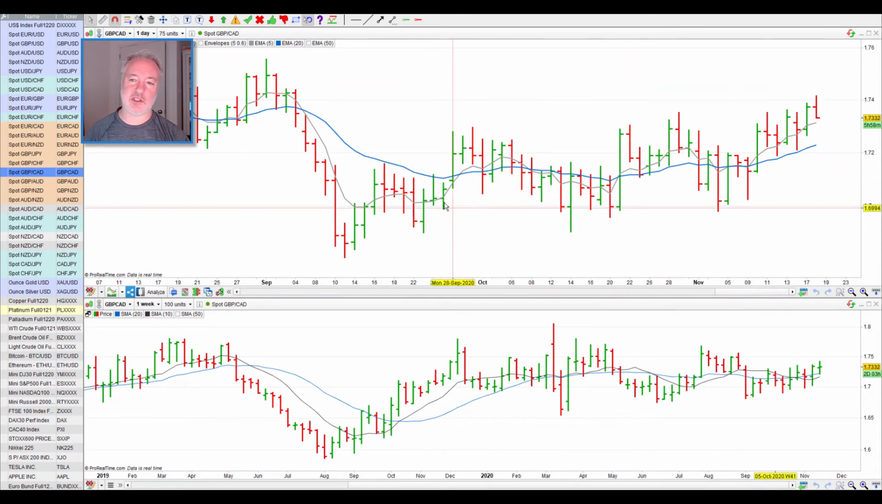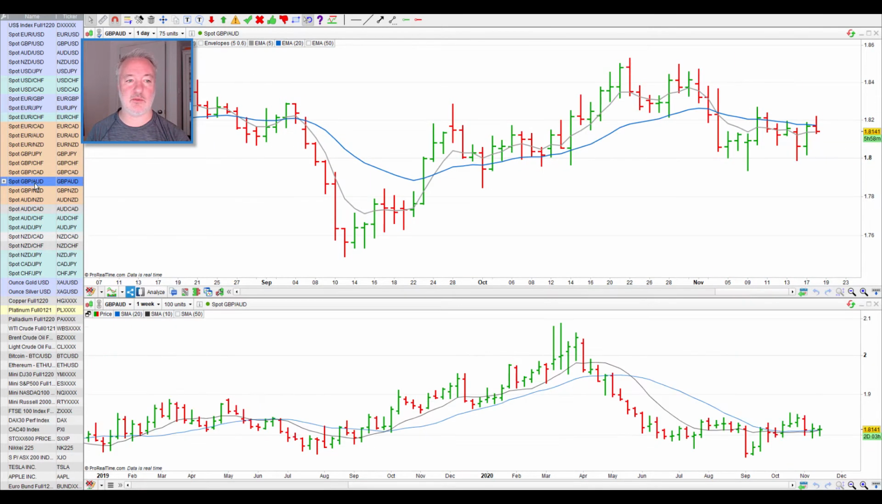Although this is slowly drifting to the upside, Pound CAD is not great. Not really loving that one so much. Pound Aussie is going to be similar to Euro Aussie. No real clear direction. I'm going to pass on that. It's on top of the moving averages on the weekly and on the daily. It's going sideways. It's one to avoid.